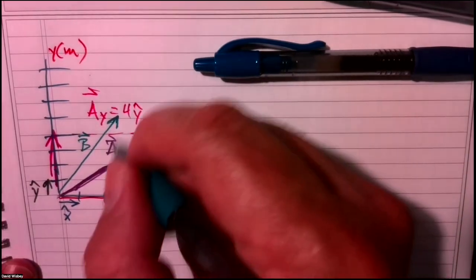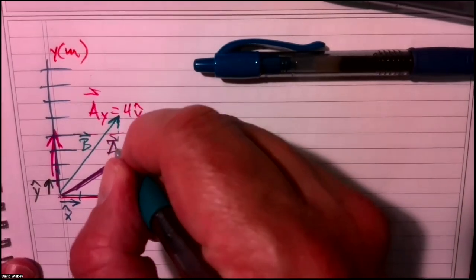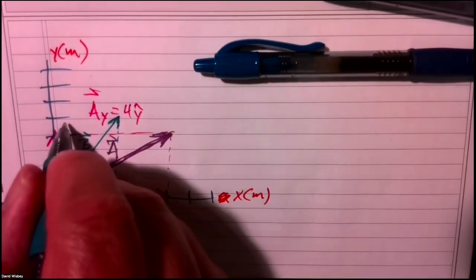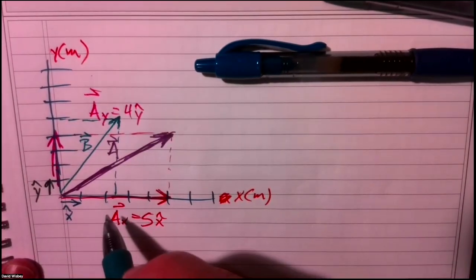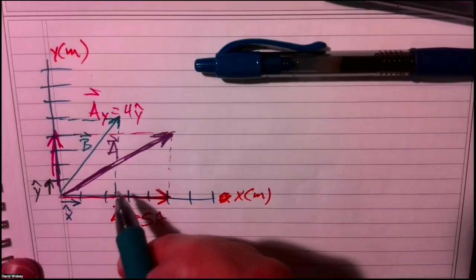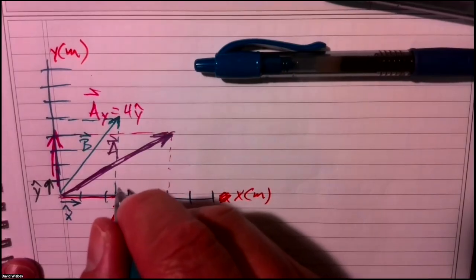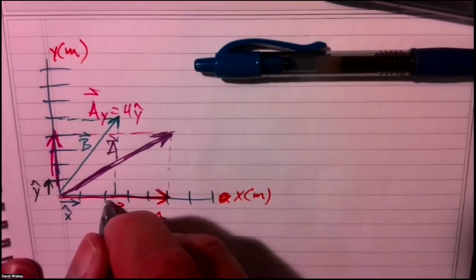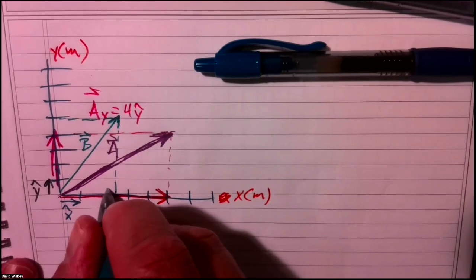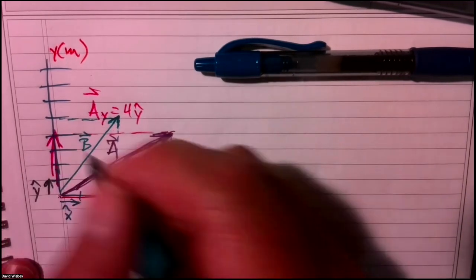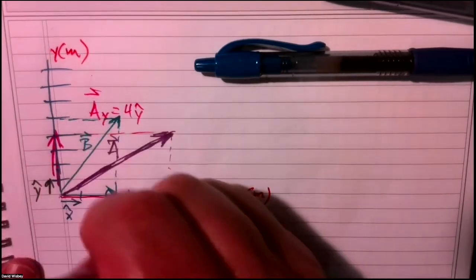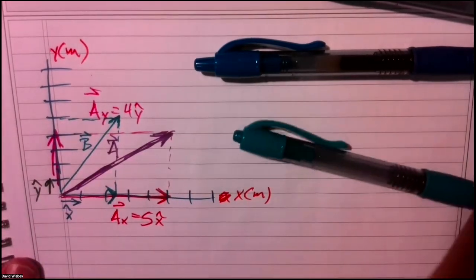What are the components of B? Well, B is right here, and it's right there. You thought I was going to go right there? No, I didn't. I tricked you. I ended up right there. This is B. So the Bx hat is right here, and here's the Y component of B.